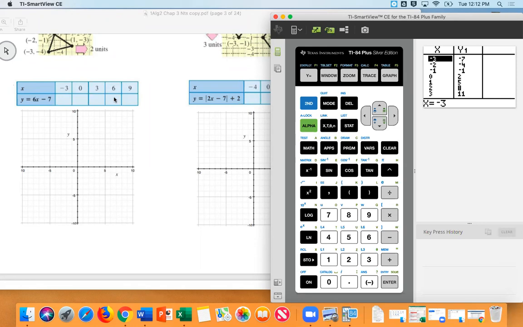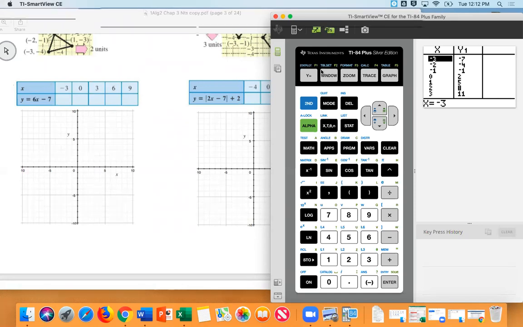Like for the second one over here, that's an absolute value. I know it's going to be some type of V shape. It might be a V, could be an upside down V, but it's going to be a V shape. So with this one, it says x equals -3, 0, 3, 6, and 9. And the equation I'm trying to graph is y equals 6x minus 7.